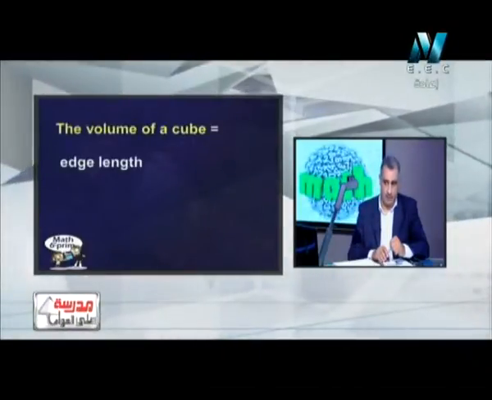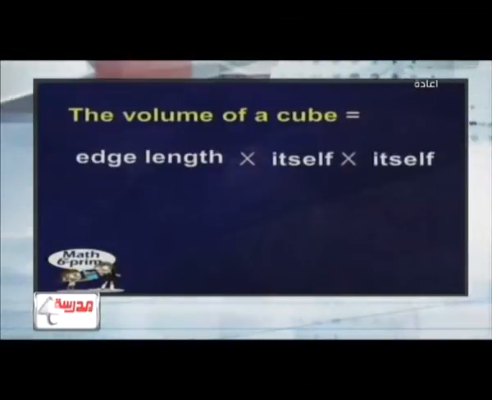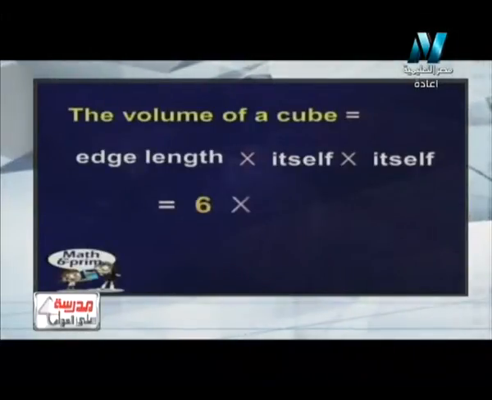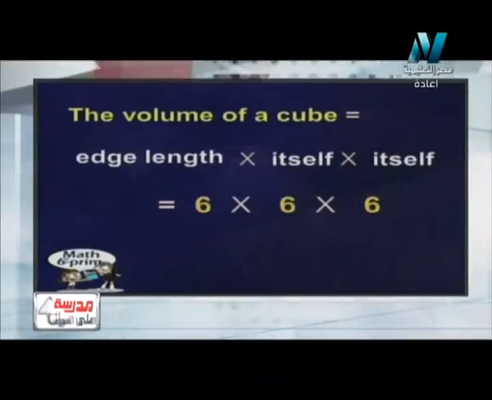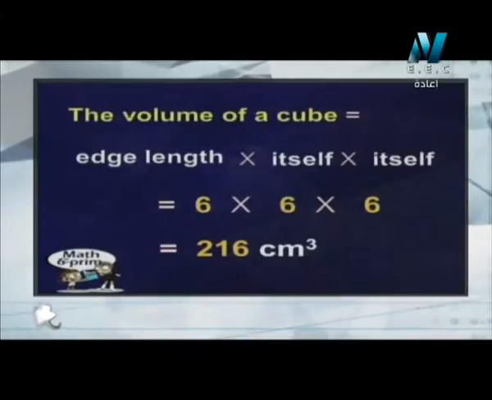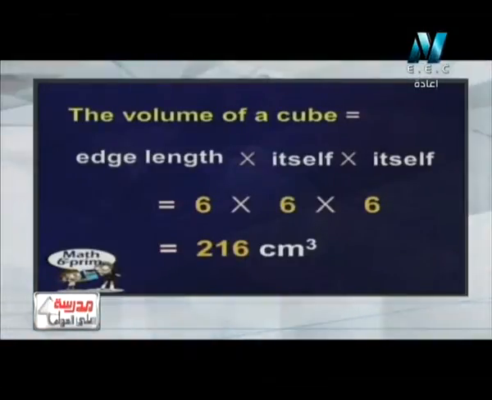Yes, the volume of a cube, as we said before, is a very simple rule. Edge length times itself times itself. Edge length equals what? Equals 6. So you can use your calculator to get the result. 6 times 6 times 6 equals 216 centimeter cube. It's a very simple rule, just apply it if you know the edge length of a cube.